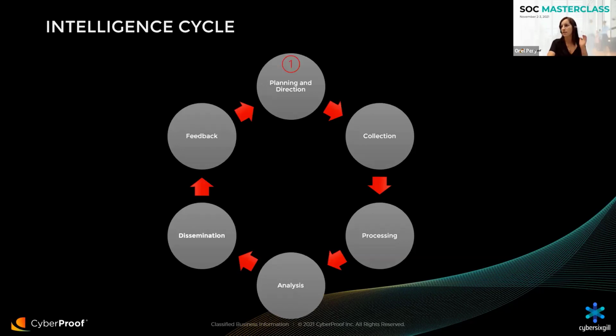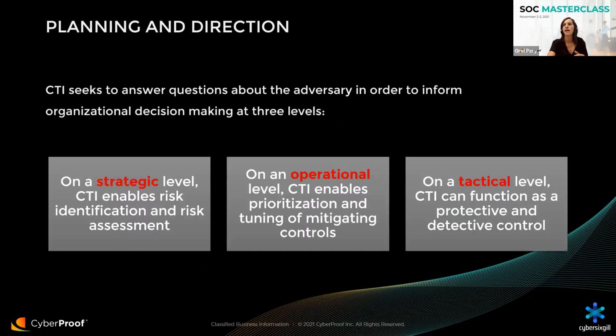Here we are seeing the intelligence cycle starts from planning and direction. This is the first step. Planning and direction is about the responsibility of threat intelligence. Threat intelligence is about answering questions about the adversary in order to inform organizational decision-making at 3 different levels. So the first level is strategic intelligence.